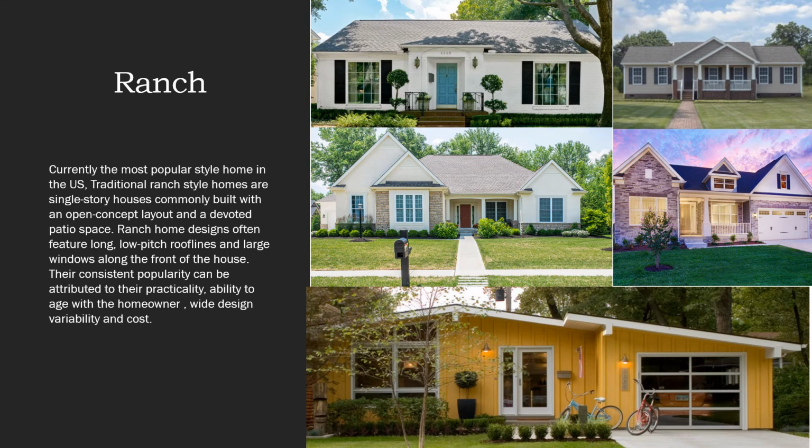The ranch, currently the most popular home in the U.S. Traditional ranch-style homes are single-story houses, commonly built with an open concept layout and devoted patio space. Ranch home designs often feature long, low-pitched roof lines and large windows along the front of the house. Their consistent popularity can be attributed to their practicality, ability to age with the homeowner, and their wide design variability and cost. They are typically the most affordable. And you can see from these photos, all of these are considered ranch homes, but they are very different in style.